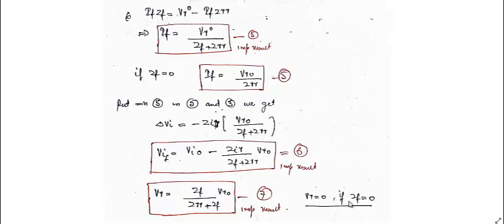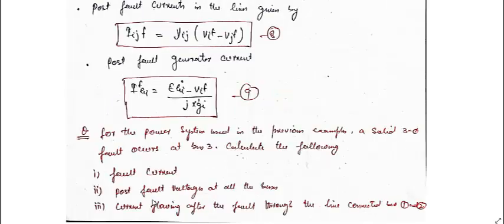When ZF is equal to 0, that is for solid short circuit, VRF will be equal to 0. And for the other buses, it will be equal to VI0 minus ZIR divided by ZRR into VR0 if ZF is equal to 0. This is the voltage of the faulted bus.